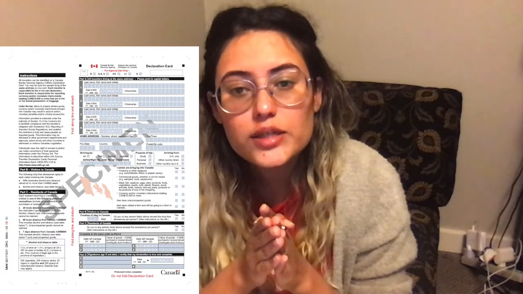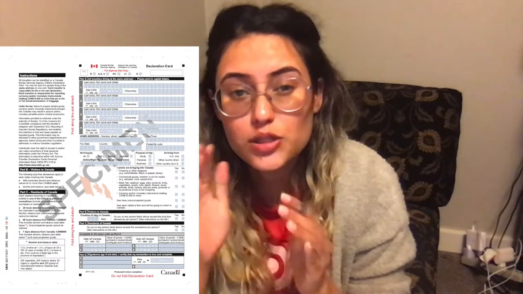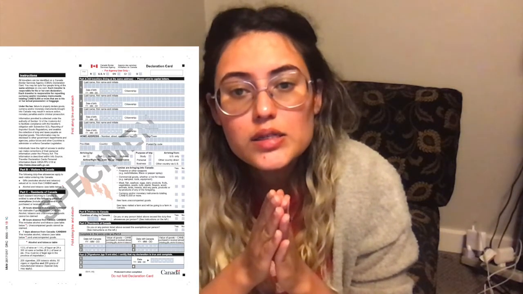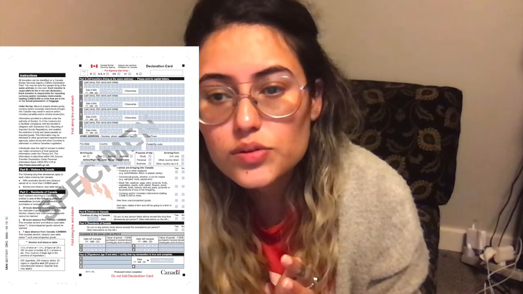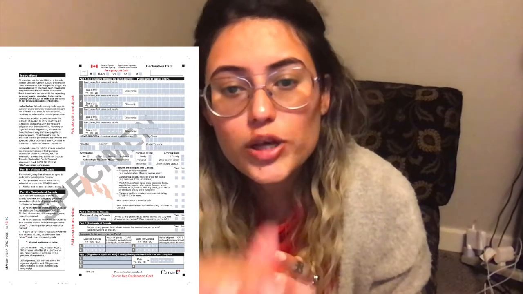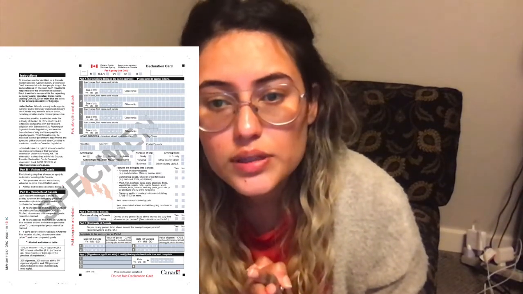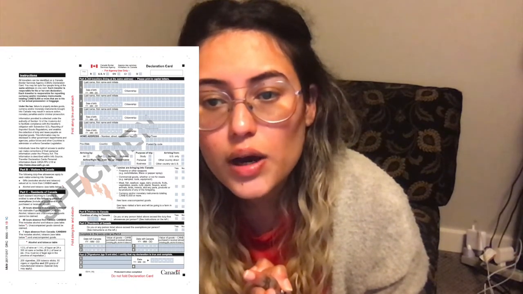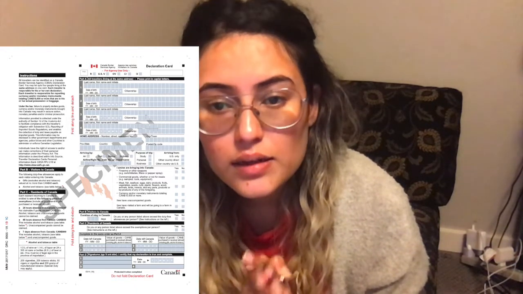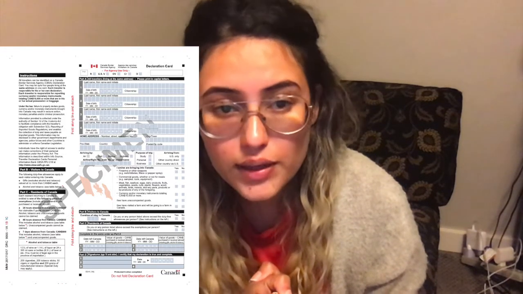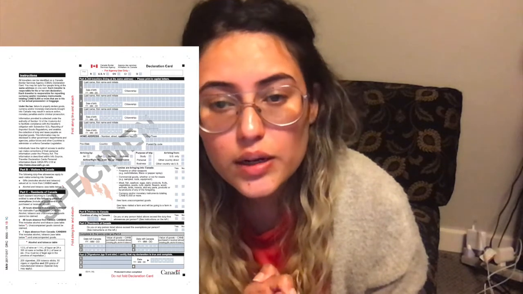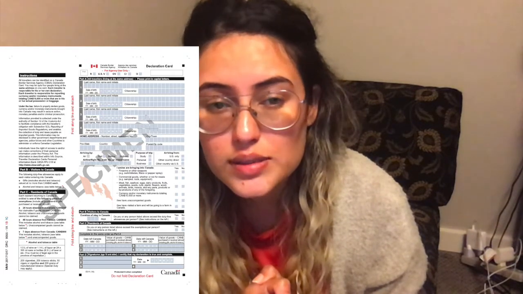Finally, the last section is about filling in some other details of the same family members that you had mentioned in part A. So just a second. Value of goods. Okay, so the question here says date left Canada. If you are leaving Canada, then this is the section that you would be filling.